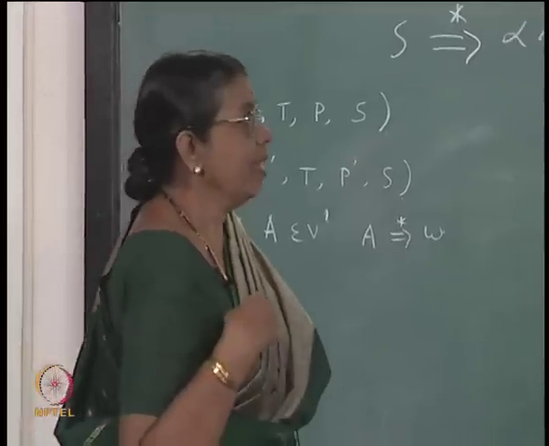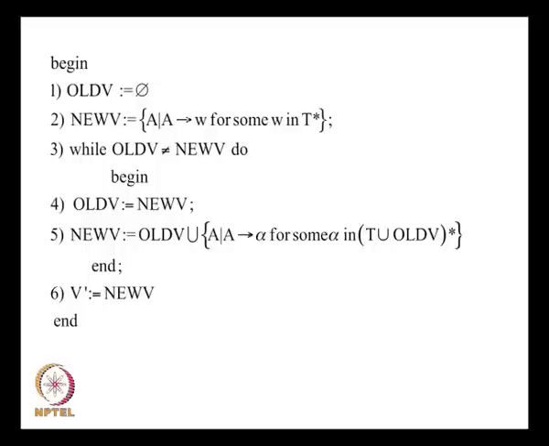Old V is empty, then new V is {A | A goes to w for some w in T*}, and while old V is not equal to new V, do begin old V is equal to new V, and some more symbols are added: old V union {A | A goes to alpha for some alpha in (T union old V)*}. Then when old V becomes equal to new V, V' will consist of that. So, let us take a very simple example and see, it is a very simple idea.